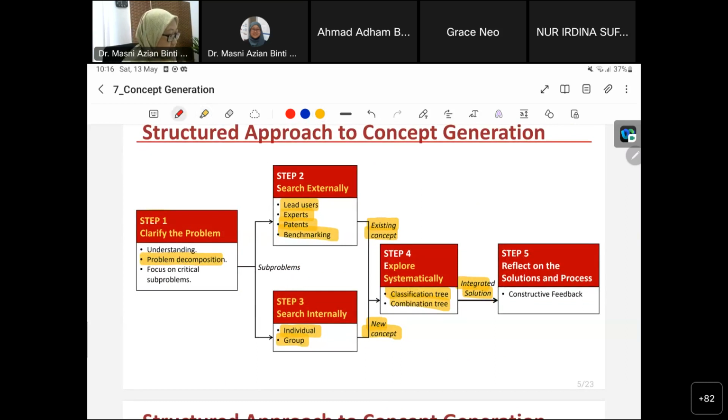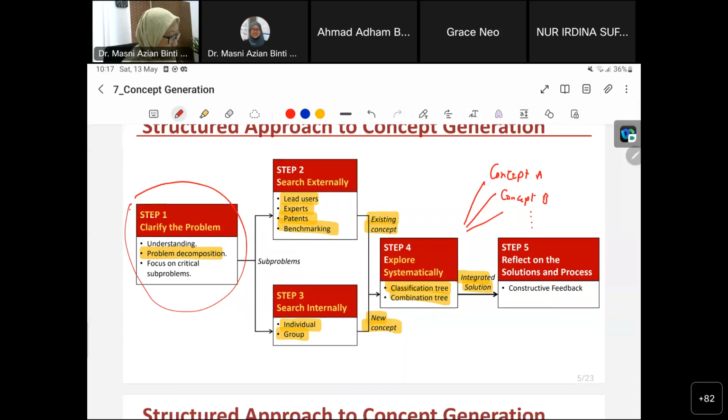Okay, so the basic idea is it starts over here. It starts with identifying what is the real issue, what is the real problem, and then you break it down into smaller sub-problems, and at the end of the day, over here, you will generate multiple design concepts. Probably you will come up with concept A, concept B, C, and so on. After this, you will learn how to screen the concepts to choose the best possible concept that you want to fabricate. All right, so let's look at the steps in detail.